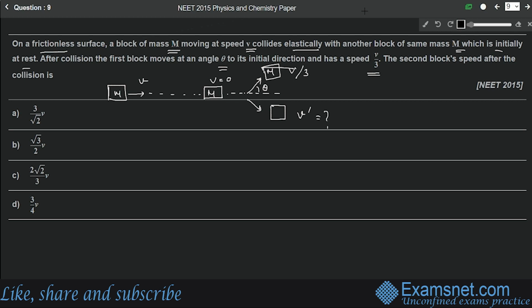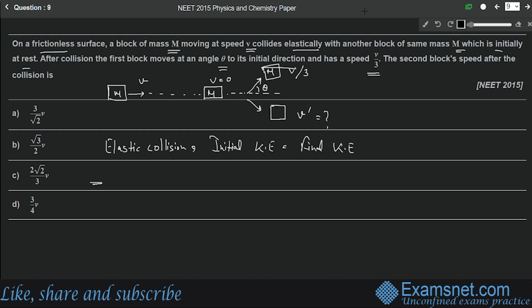Okay. Now we know that in case of elastic collision, initial kinetic energy is equal to the final kinetic energy, isn't it?